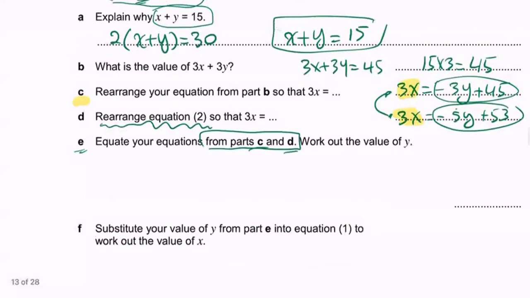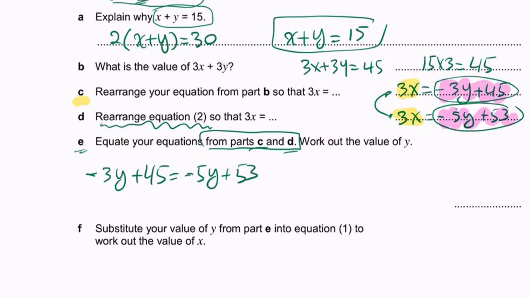Here, I don't have y. I have 3x equals, 3x equals. 3x will be equal to 3x. So the other side of the equation here has to be equal to the other side of the equation here. So I have to say that negative 3y plus 45 equals negative 5y plus 53. And now we solve to get the y.